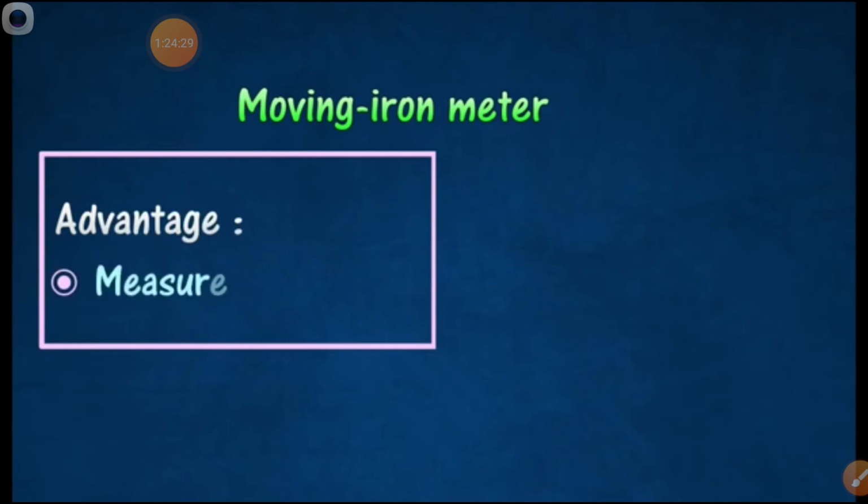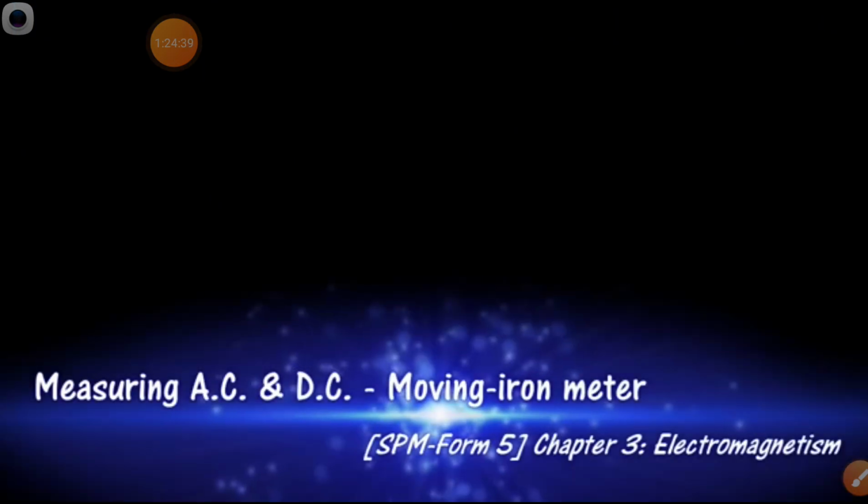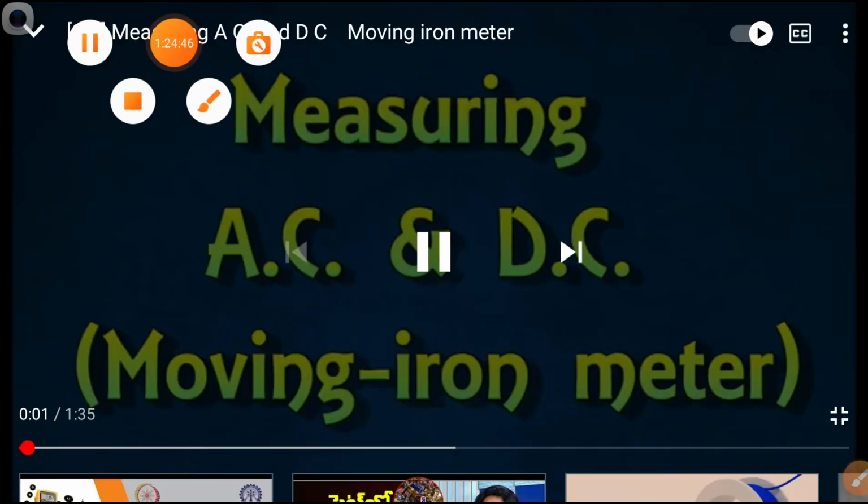What are the advantages and disadvantages? Already we have seen. Moving iron instruments measure DC as well as AC, and they have a non-linear scale.